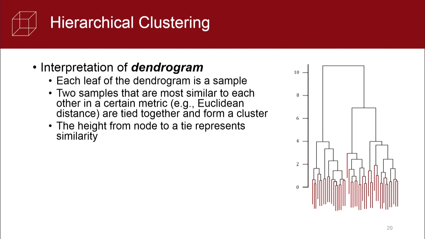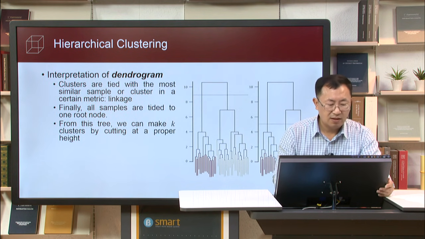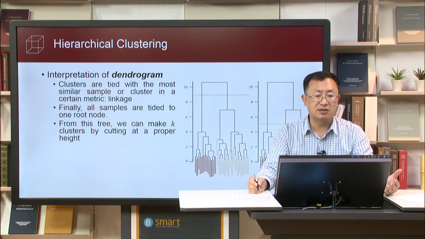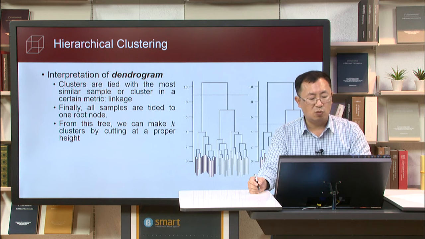So how do we interpret the dendrogram? As already mentioned, each leaf of the dendrogram is a data point. And then the two data points that are most similar to each other in a certain metric are tied together and form a cluster. So you need to first specify the metric to calculate the distance between two data points and two clusters, for example, the Euclidean distance. When you draw the dendrogram, the height from the node to the tie represents the distance between two clusters. And clusters are tied with the most similar data point or cluster in a certain metric, the linkage. And finally, all the samples are tied to one root node.